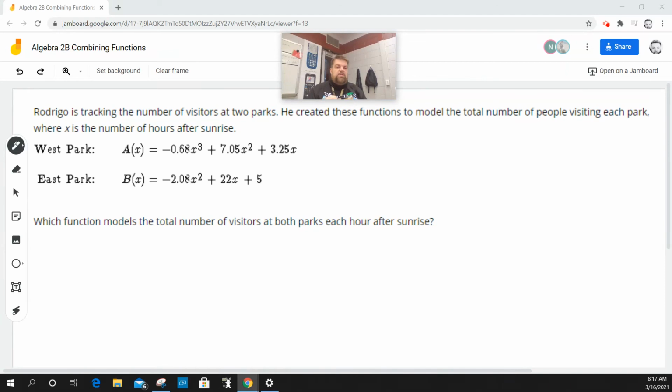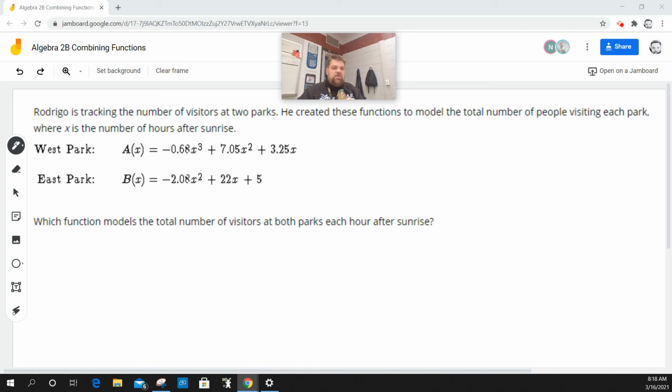Okay, Rodrigo is tracking the number of visitors at 2 parks. He created these functions to model the total number of people that visit each park, where X is the number of hours after sunrise. So basically, you can plug in how many hours after the sun rises, and that'll calculate approximately how many people are at each park. The first equation, A of X, represents the total number of people at the West Park, and B of X represents the total number of people at the East Park.